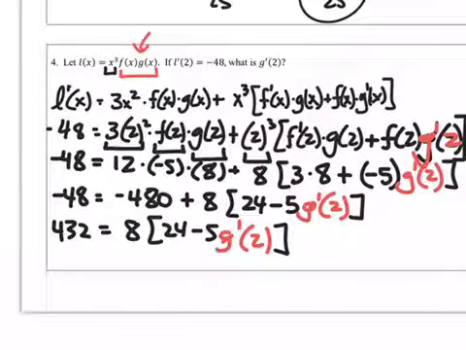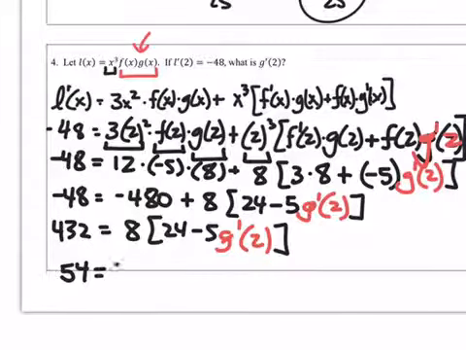Okay, so I did some work on the side here. I gave values to each of these, appropriately given in the table of our known values. All I'm trying to do is simplify down to get g prime of 2. So I'm going to take 432 and divide by 8. I think that comes out to be 54. Okay, so I get 54.